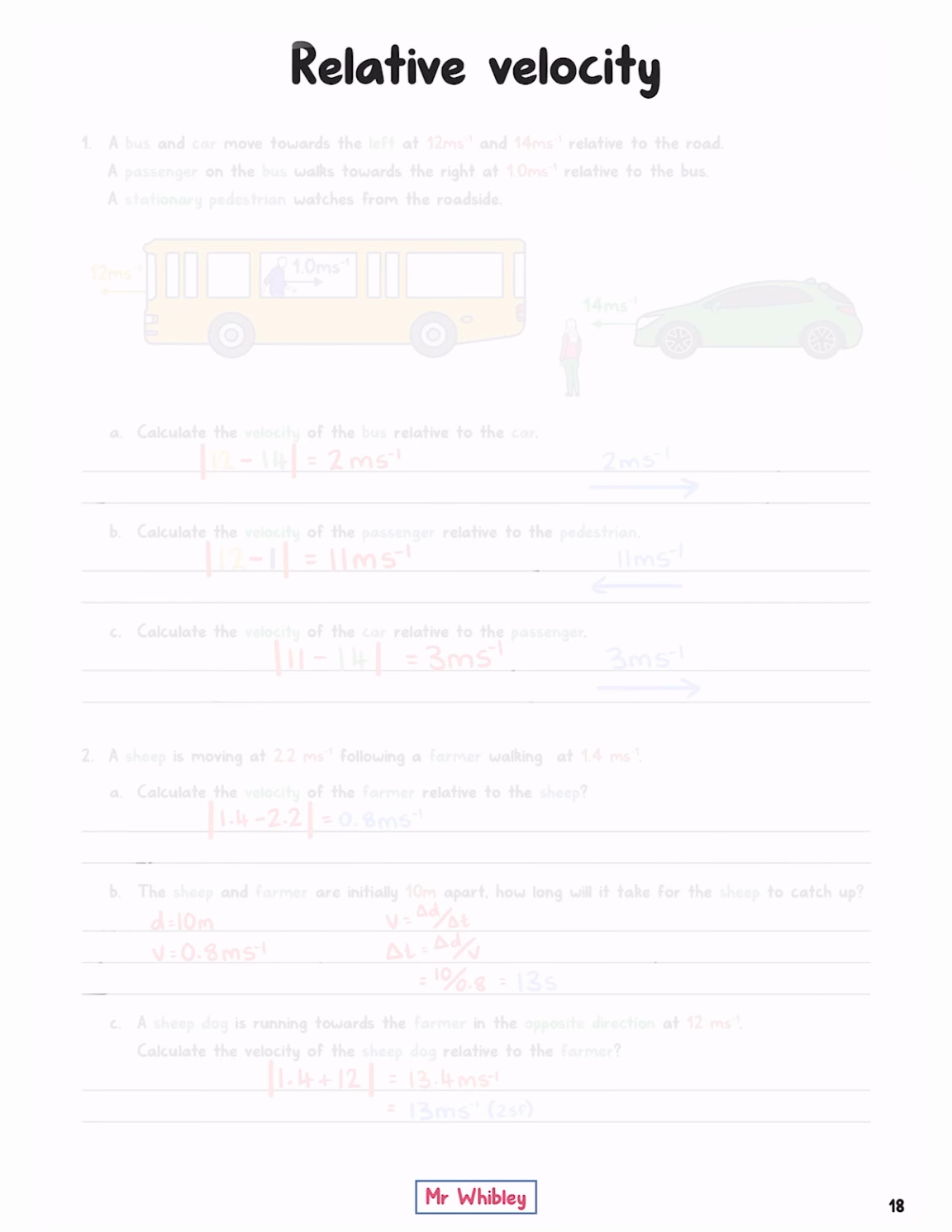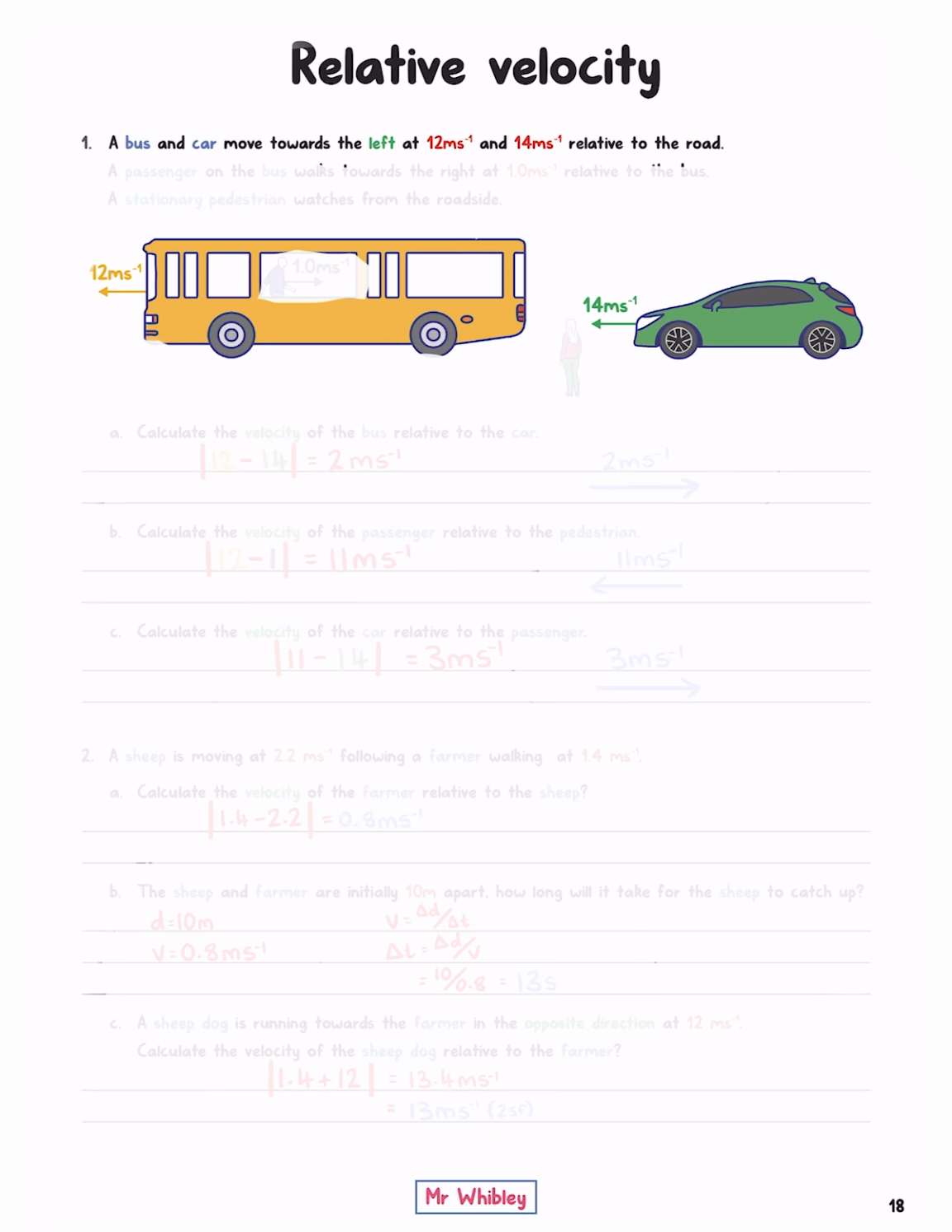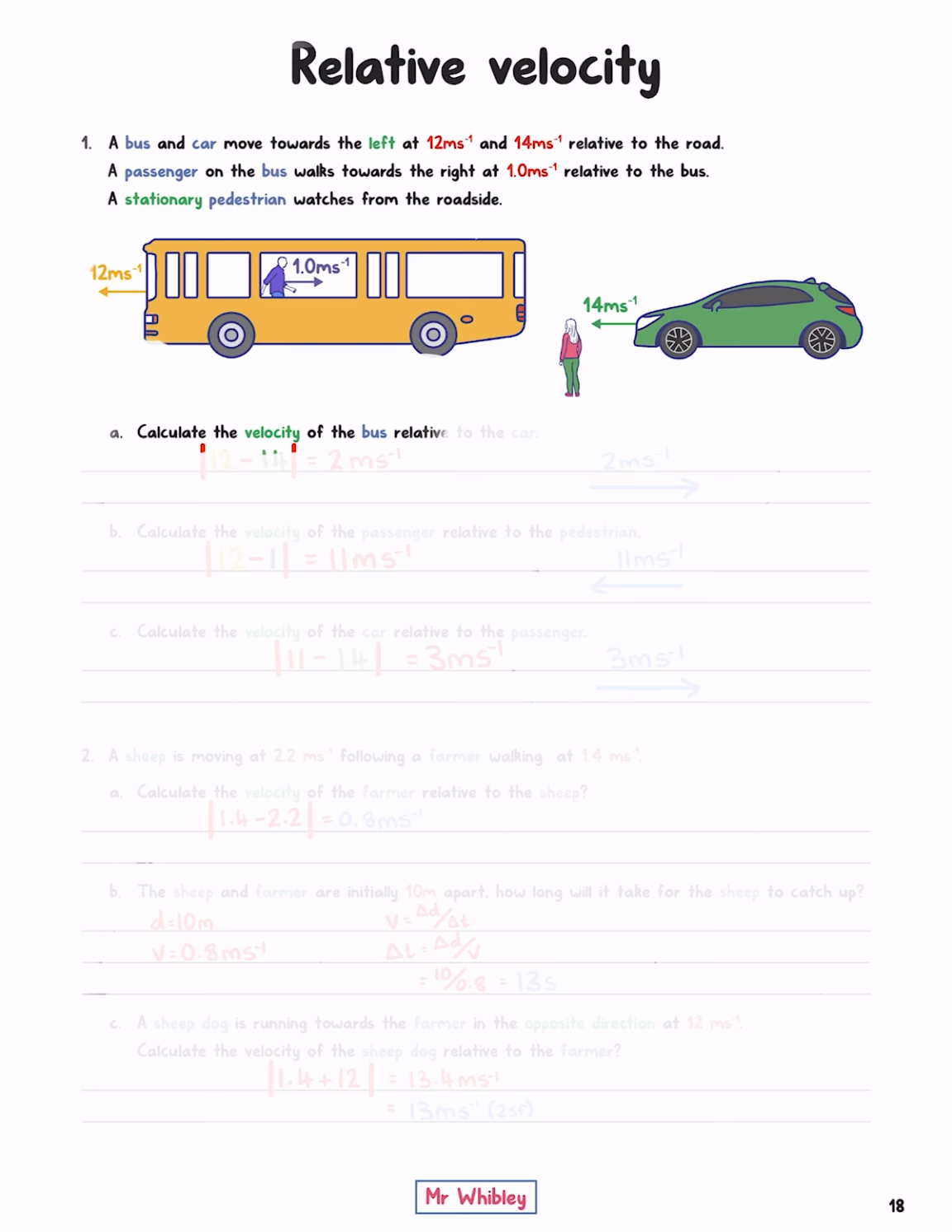Relative velocity. Question 1. A bus and car move towards the left at 12 and 14 meters per second relative to the road. A passenger on the bus walks towards the right at 1 meter per second relative to the bus. And a stationary pedestrian watches from the roadside. Calculate the velocity of the bus relative to the car.